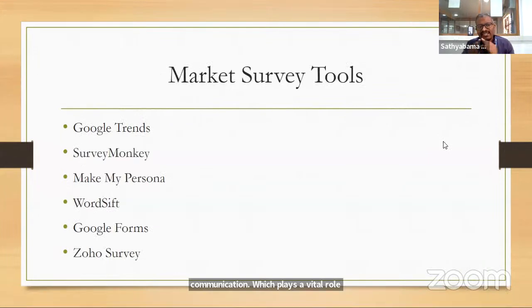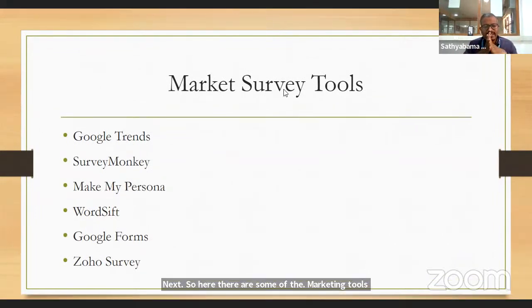Next. Here are some of the marketing tools which are available. These are the open-ended software or tech tools which are being used. One is Google Trends, SurveyMonkey, Make My Persona, WordSwift, Google Forms, Zoho Survey. These are some of the survey tools mainly used for surveying a customer, where you can just share the link to any customer. It can be through polls, emails, or WhatsApp groups. You can share the link to any customer who is using a product and get the customer feedback.